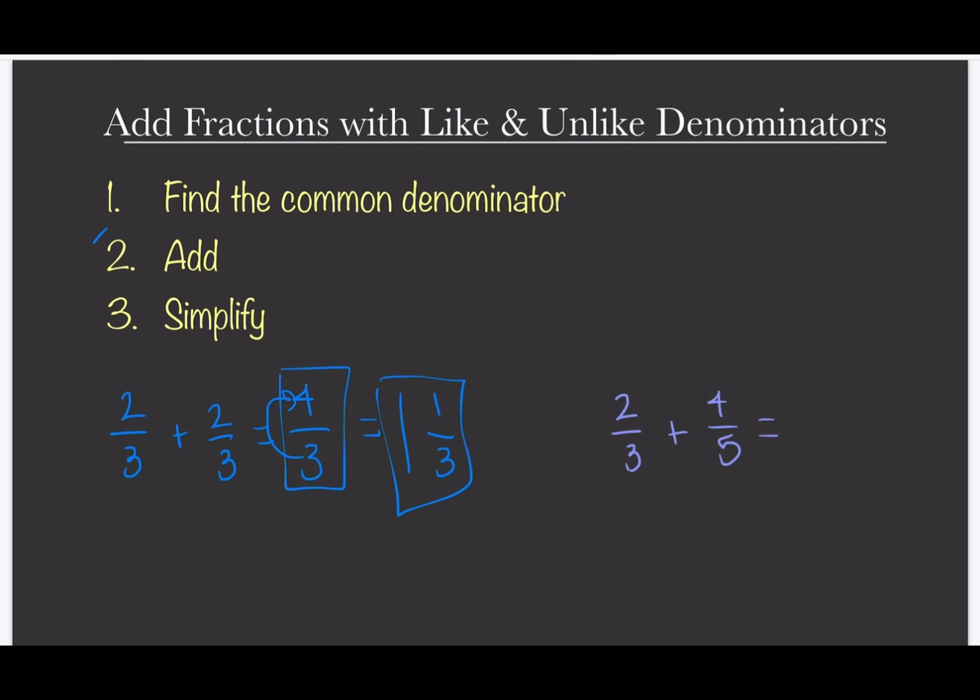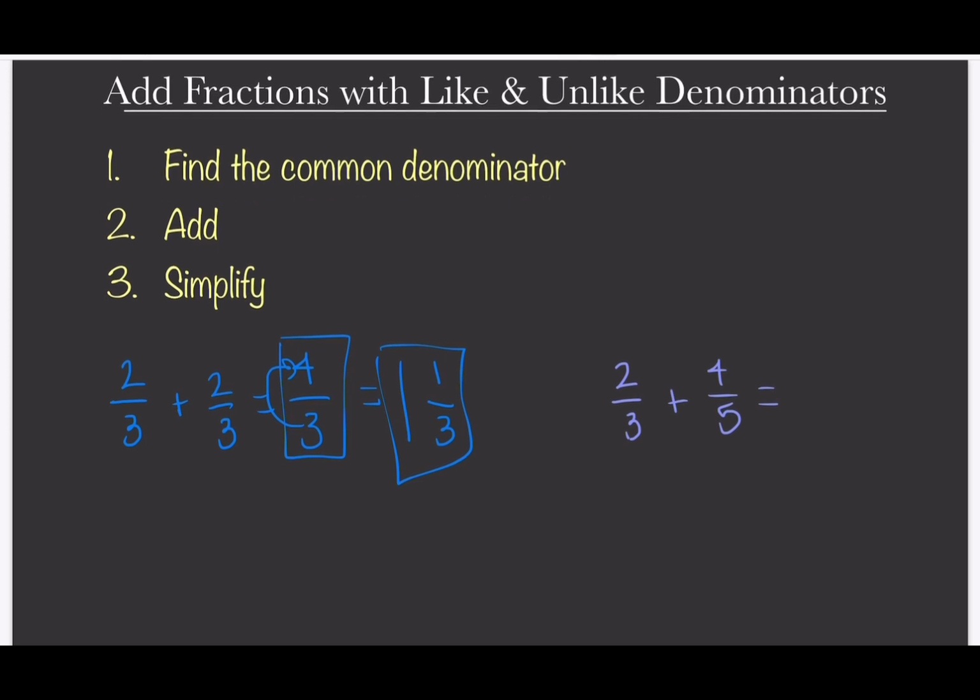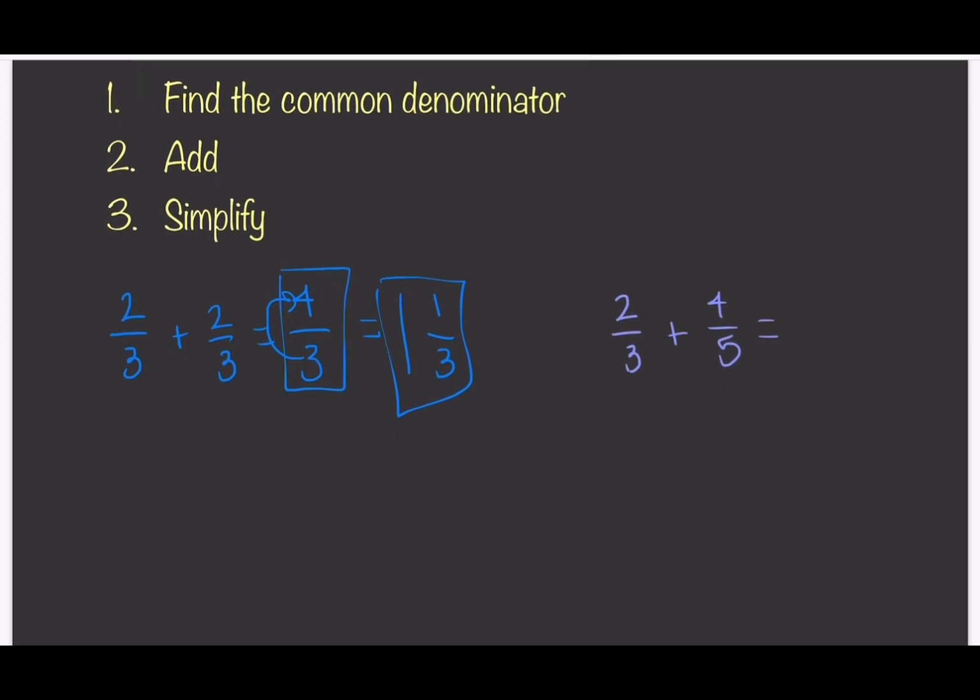We have 2/3 plus 4/5. So first step is to find the common denominator. When we look here, we notice those are not the same number, so we do not have common denominators. This means we need to find it. The best thing is to try to find the least common denominator. We want to find the smallest number possible to make it a little bit easier on ourselves.